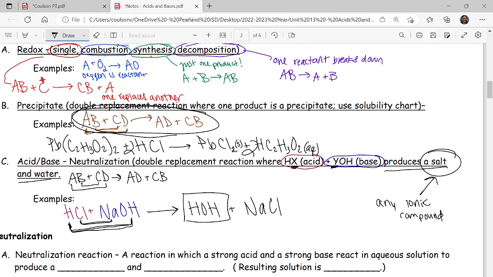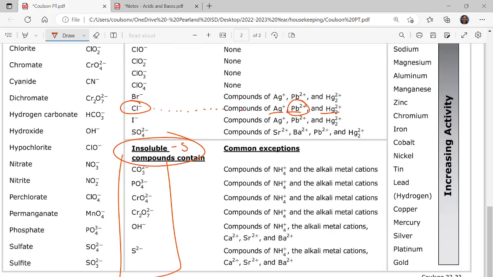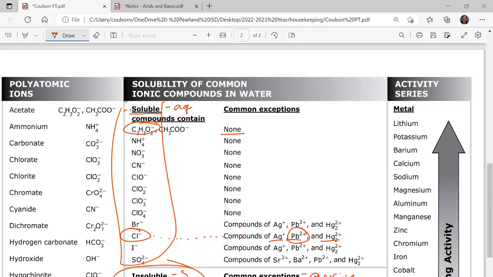How do you tell if something's a precipitate? By looking it up in the solubility chart. Soluble means that it's going to form an aqueous solution, and insoluble means that it's going to form a solid, which is your precipitate. If it's anything in this section, it would generally form a precipitate unless it's bonded to an exception, then it does the opposite. Same thing with up here. Generally, these are going to be soluble, form an aqueous solution, unless it's bonded to an exception, then it's going to do the opposite.